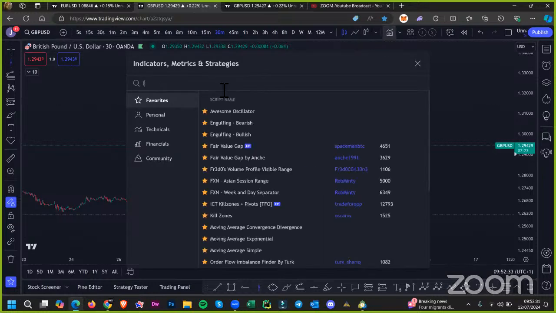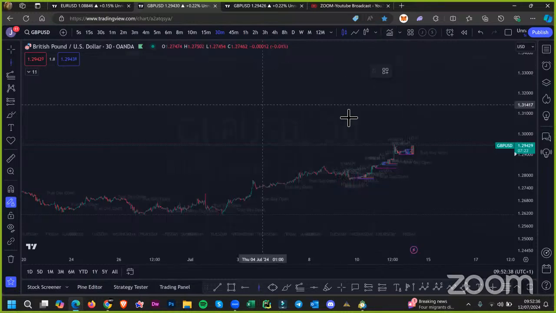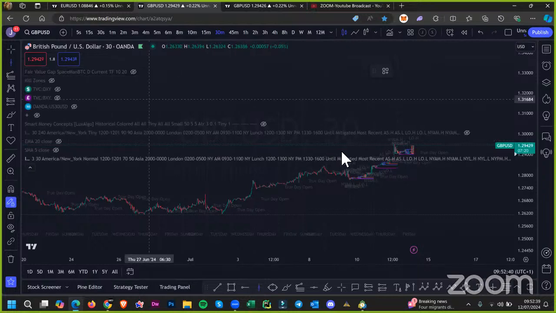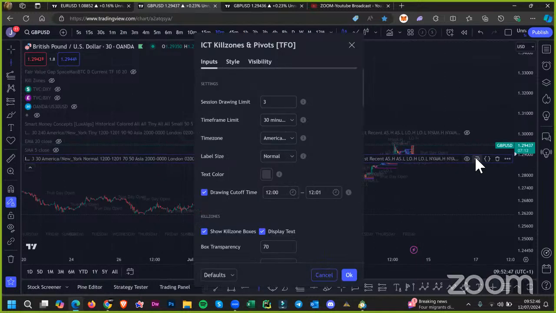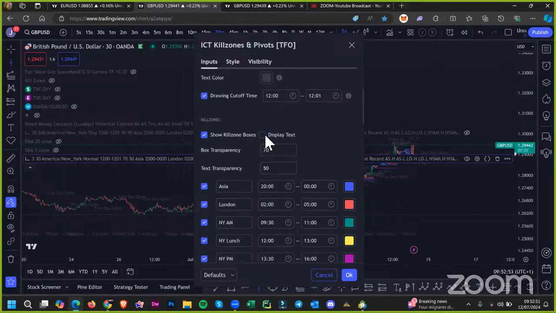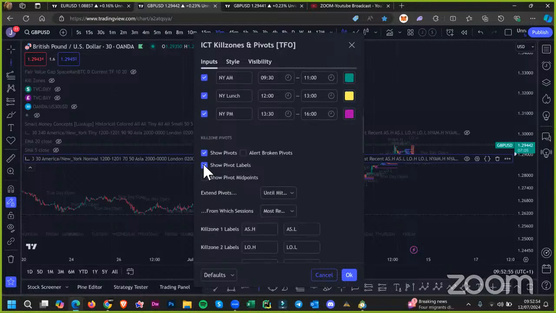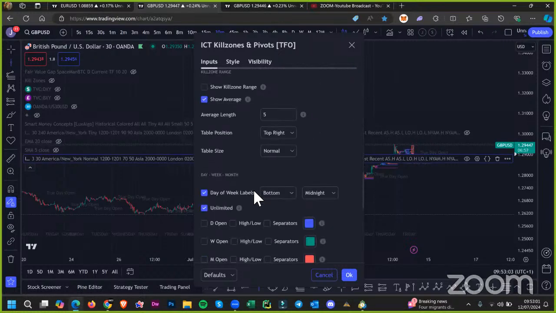It's called ICT kill zones. You can put on the last session or the last couple of sessions. So if I click into it, you see I've got quite a lot of things happening, but you can get rid of some of those things and I'll show you how. Look, you don't have to have it showing me the text, all of these labels here. You don't have to have it showing me all of these days of the week, because I know the days of the week. It doesn't need to show me.